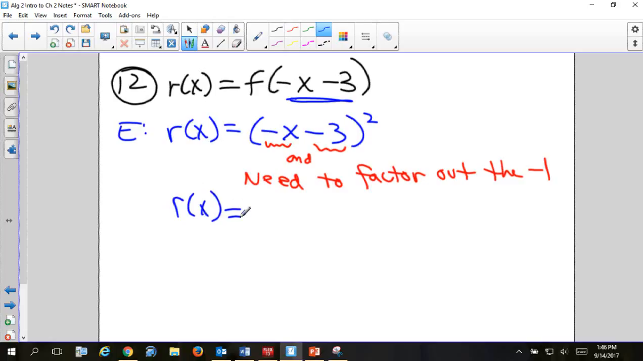So when I factored out, I still have these outside parentheses squared. This is not going to affect the squared at all. It just affects what's under here. So I'm going to factor out this -1.